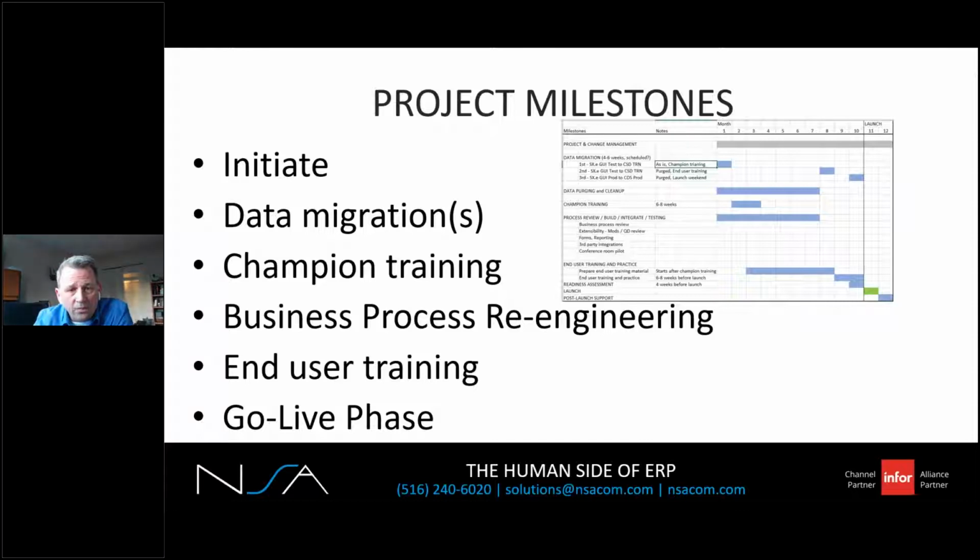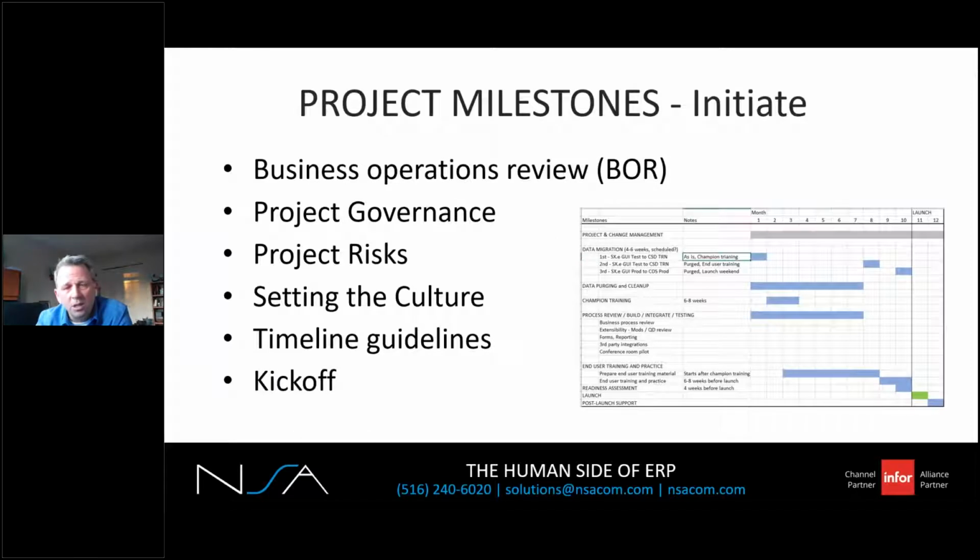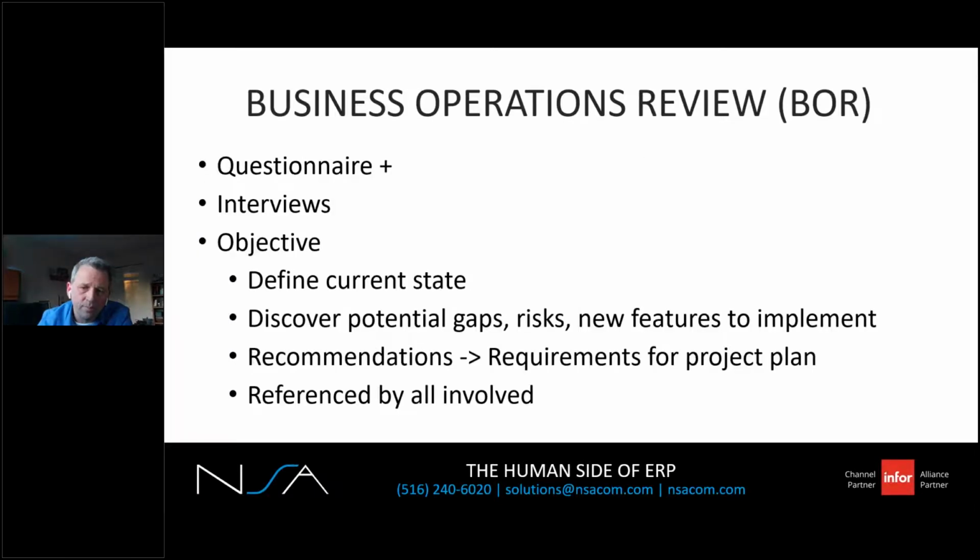So let's assume the general milestones or deliverables that apply to everyone. You've got the initiate phase of the project, just getting stuff going. You've got the data migration, champion training, business process reengineering, end user training, the go live phase. So let's dig into the first, initiate. Initiate is made up of the following. We're going to dig into each one of these, but in short, you've got the business operations review, project governance, identifying risks that apply to you, setting the culture for change, that's a big one, timeline guidelines, and the kickoff.